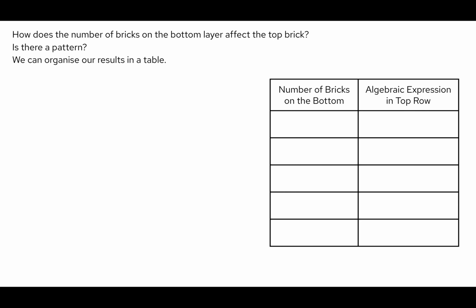So how does the number of bricks on the bottom layer affect the top layer? Well, let's see. Is there a pattern? Well, let's organize our results in a table because sometimes it's easier to see them in a table. And we can use 2, 3, and 4 bricks on the bottom.